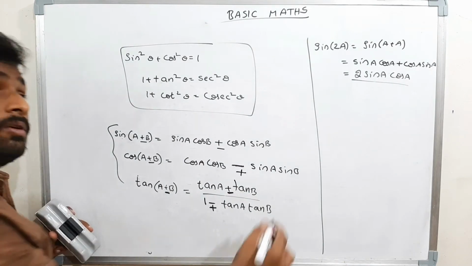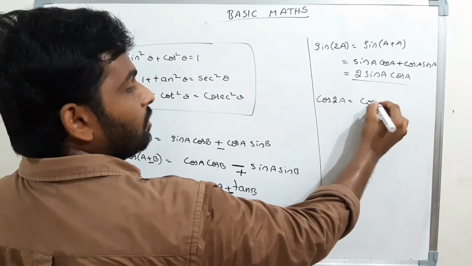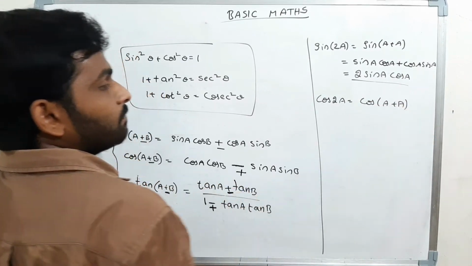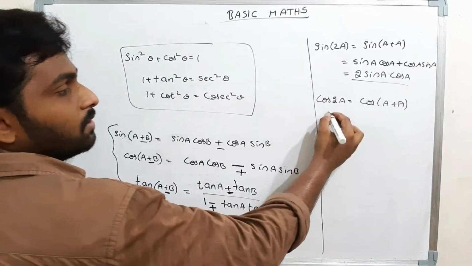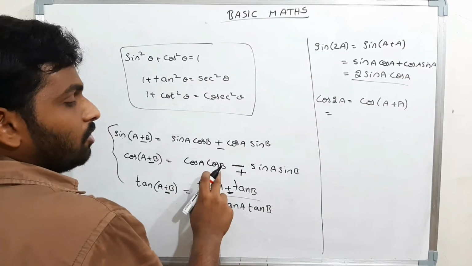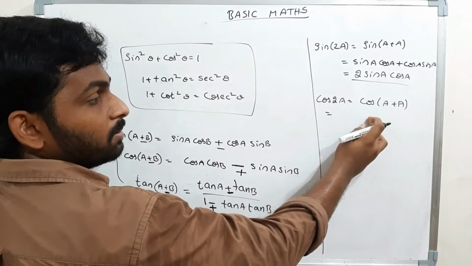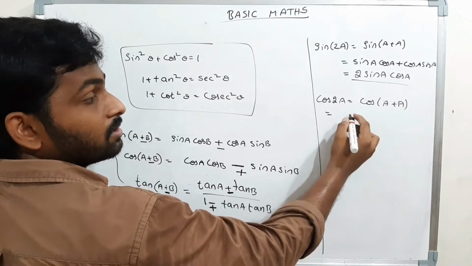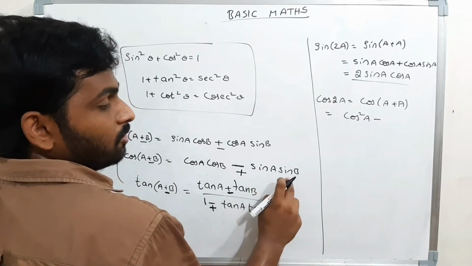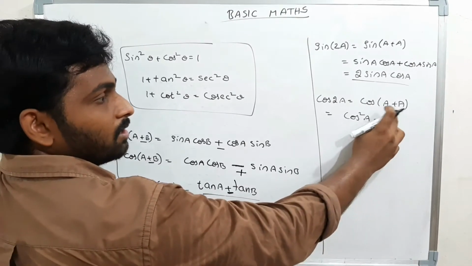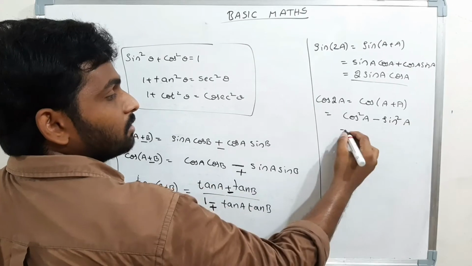Now the next one, cos 2A. What is cos 2A? It is nothing but cos(A plus A). Here B is nothing but A. Now what is the formula? Cos A cos B minus sin A sin B. B is also A. That is cos into cos, which is cos square A, minus sin A into sin B, which is sin square A.